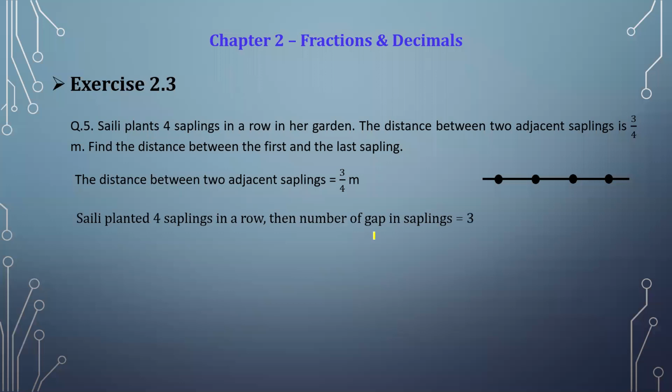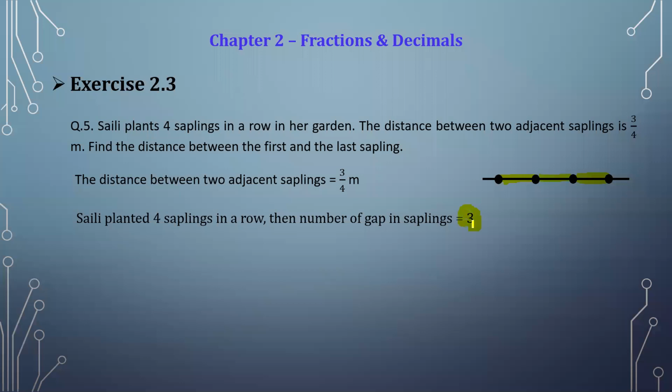Then, if we count the number of gaps present between the first and last sapling, that number of gaps is 3. That means 3 gaps are present. The gap between the first and second sapling is the first gap. The gap between the second and third is the second gap. And the gap between the third and fourth sapling is the third gap.